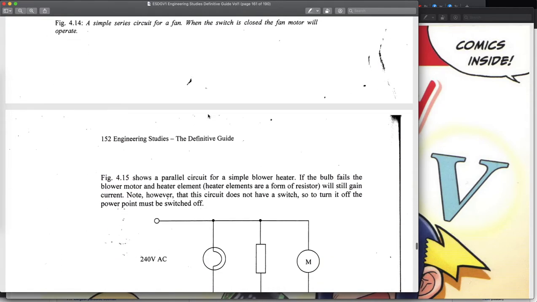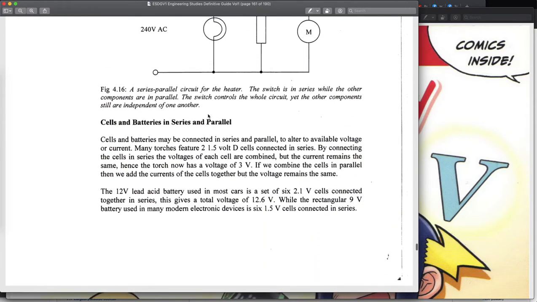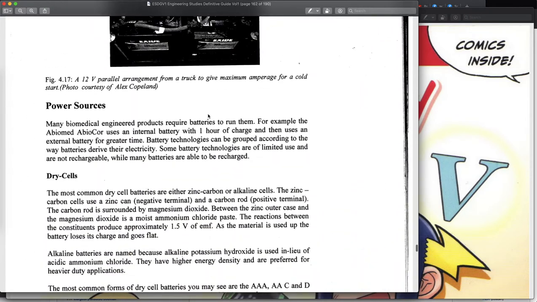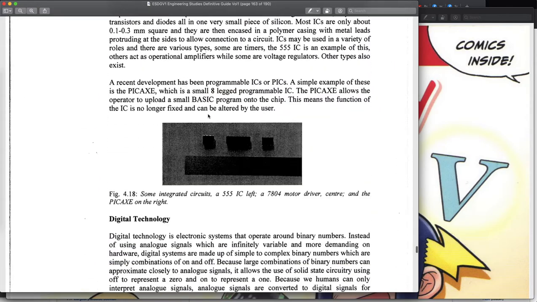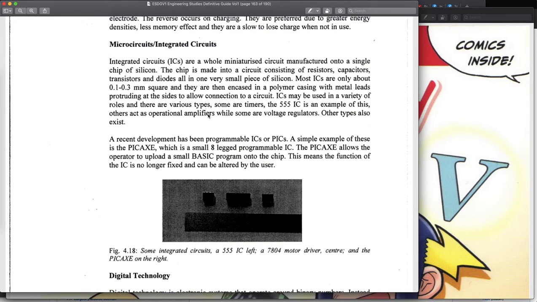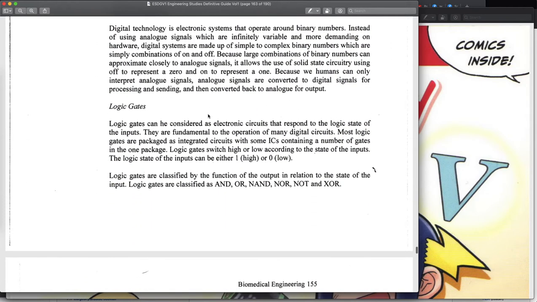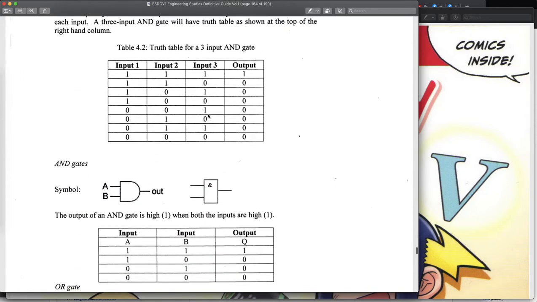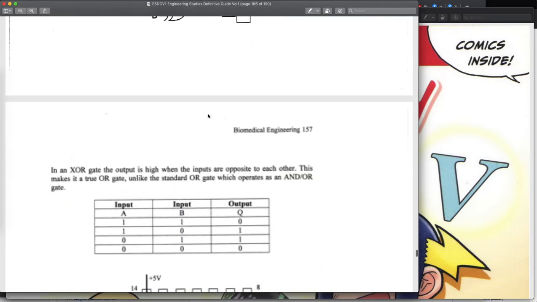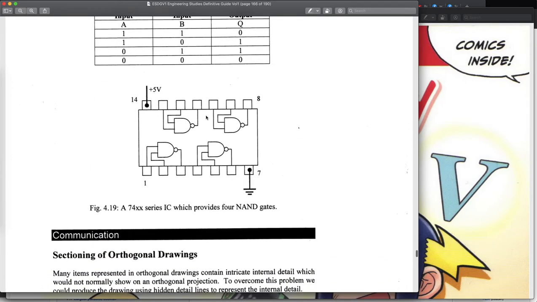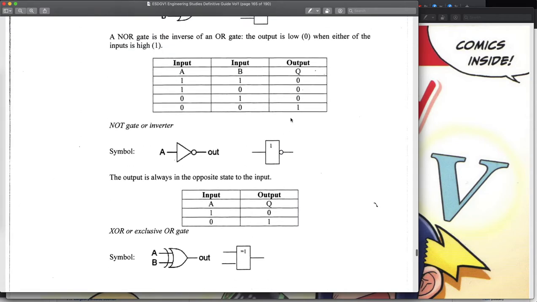We are going to learn about the difference between series and parallel circuits, and we're going to talk a little bit about batteries and power sources. And then we're just going to talk very briefly about microcircuits, integrated circuits, and digital technology. Even this is a summary: we've got some logic gates, and that's important. We're going to cover logic gates, and we'll quickly maybe talk about integrated circuits. So even this is much less than what we cover in Year 12.